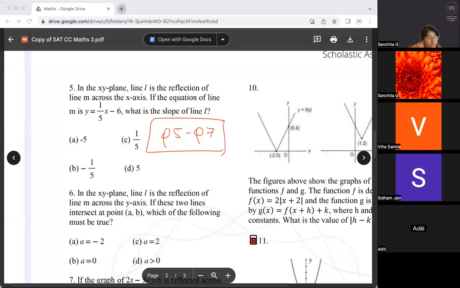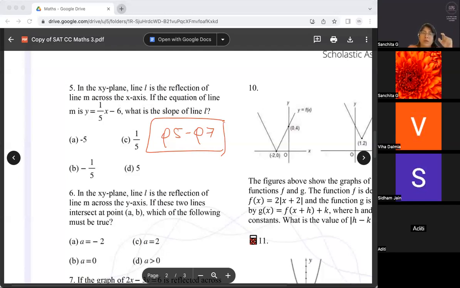I have the equation with me, right? 1/5 x minus 6, isn't it? It's reflected across which axis? X-axis. So what coordinate is going to change? You can always draw. If it is going to take time to remember that plus minus part, you can always draw super quickly, just a teeny tiny diagram next to the question.